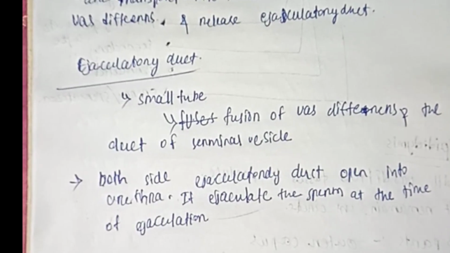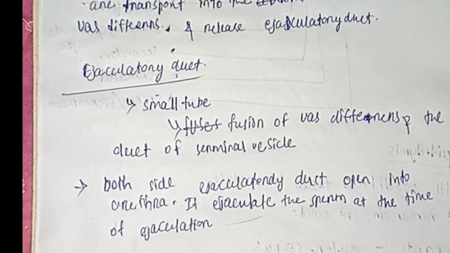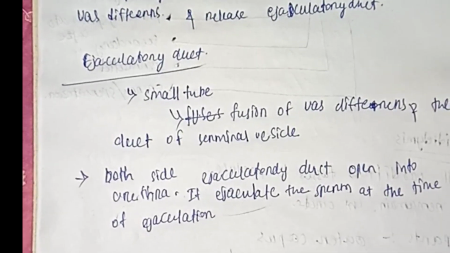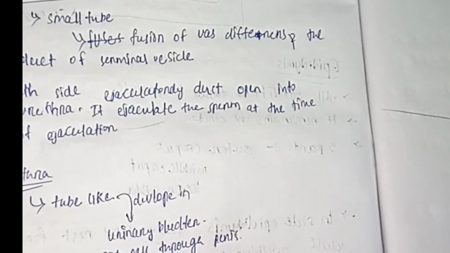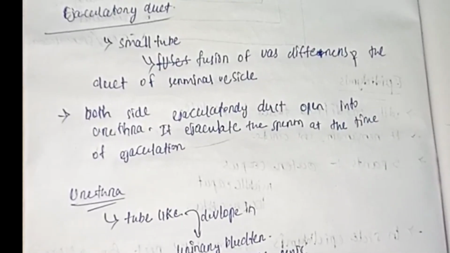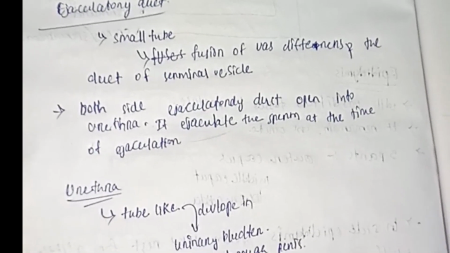Then the last point is that it acts as a common passage for urination and release of semen during copulation. Copulation means, sorry, the last point is that it acts as a common passage for urination and release of semen during copulation.